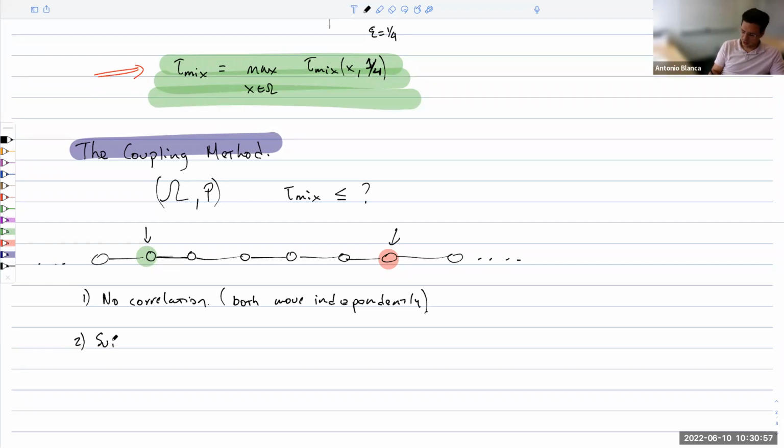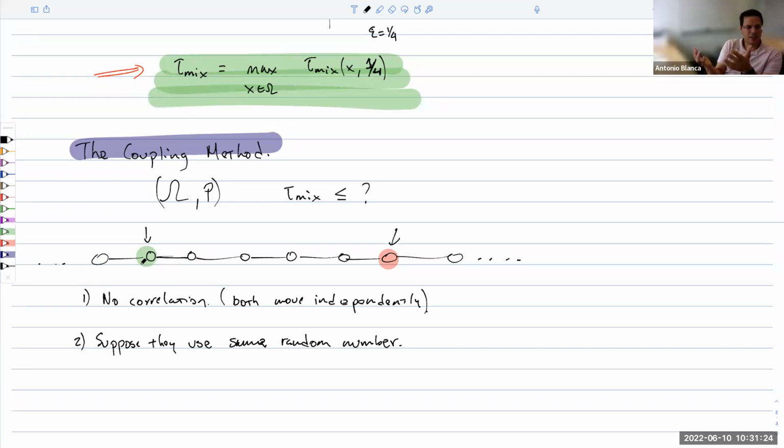So suppose they use the same coin, or the same random numbers. Now what that means is that we're picking the same random number for both of them. If the random number is less than 1/2, then they both move left. But if it's greater than 1/2, they both move right.